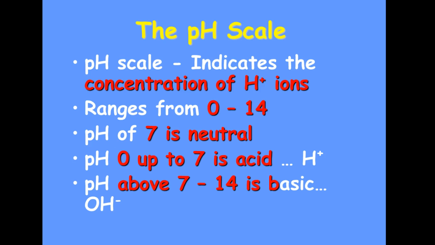The scale that is called the pH scale ranges from 0 to 14. A pH of 7 means that the solution is neutral. A pH of 0 to 6 is an acid. And a pH above 7, all the way up to 14, is considered to be basic. Write all 1, 2, 3, 4, 5 bullets from the screen.